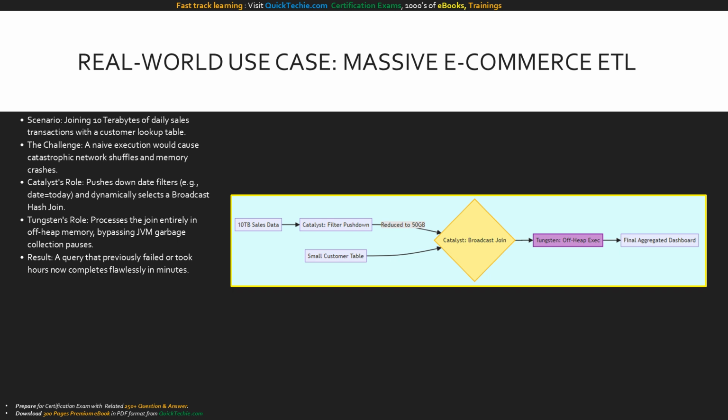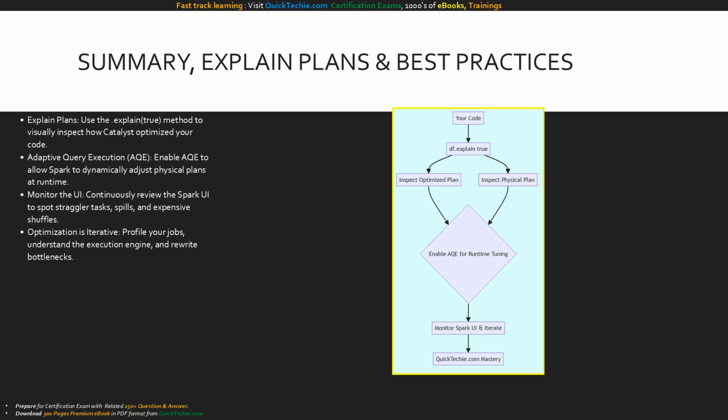This architectural diagram illustrates the real-world pipeline. The 10 terabyte sales data first hits Catalyst's filter pushdown, drastically reducing the payload to 50 gigabytes. Catalyst then pairs this with a small customer table using an efficient broadcast join. This optimized blueprint is handed to Tungsten for off-heap execution, rapidly producing the final aggregated dashboard without ever overwhelming the cluster's network or memory. As a senior data engineer, you must verify these engine optimizations using the explain plan.